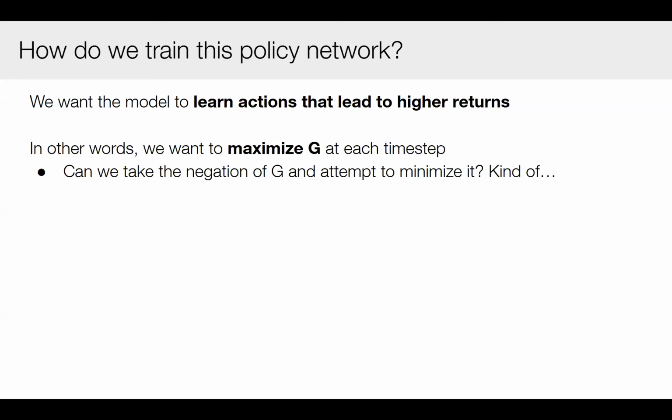So that raises a pretty natural question: how do we actually train this policy network? The way we can think about this is that we want the model to learn actions that lead to higher rewards. We know what the return is, we know how to represent G as our return. So in other words, we're trying to maximize G. This should be pretty intuitive, this is what we want our policy to do. So does that mean that we can take the negation of G at any given step and attempt to minimize it to train our policy network? The actual answer is that it's much closer than you might think to just doing that pretty simply. But there's a few more things that we need to do.